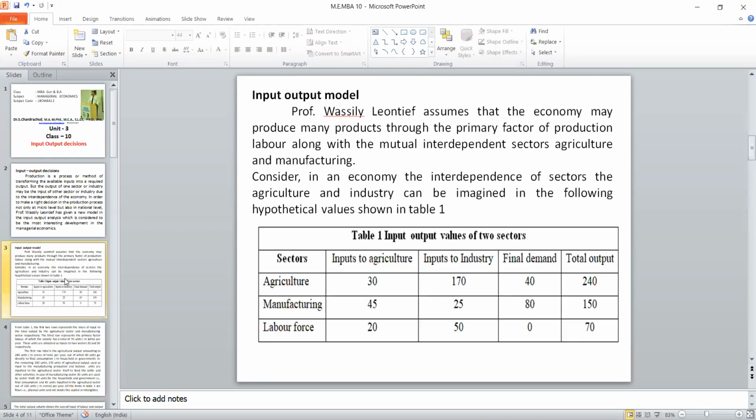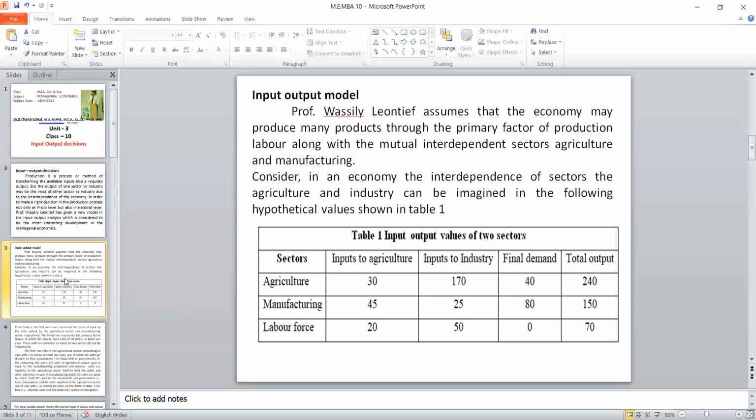Based on these hypothetical values, the input-output model was framed by Wassily Leontief by considering agriculture and manufacturing as two sectors, and they use a particular factor of production, the labor force. The total labor force is 70, out of which 20 is for agriculture and 50 for manufacturing. Based on these values, I'm just interpreting that.